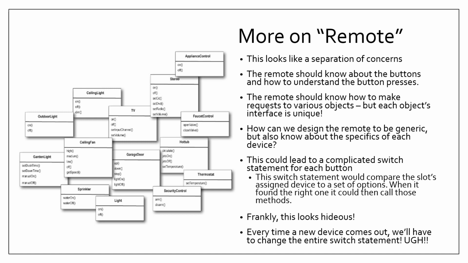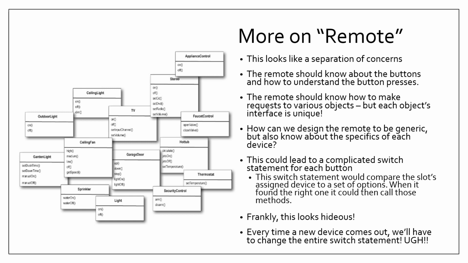That's a different concern. And if we don't do this right, what we're going to end up with is a very, very complicated switch statement. And that's down here in the bottom. The switch statement would compare the slot's assigned device to a set of options. When it found the right one, it could call the right methods. And quite frankly, this just looks absolutely hideous. Every time a new device comes out, we're going to have to change that code. Ugh, we don't want that. So remember, our principle is we want to identify the things that change and try to encapsulate them.